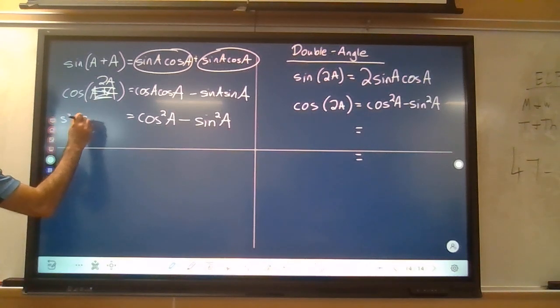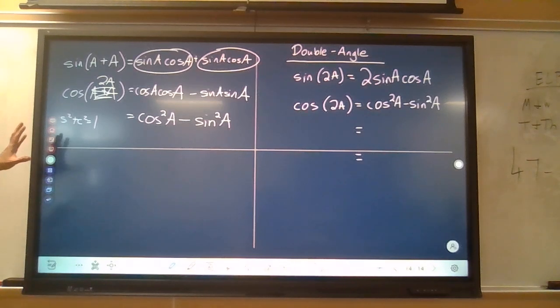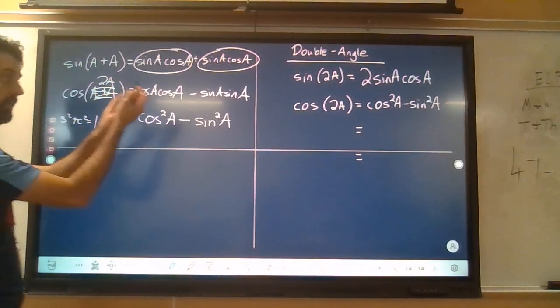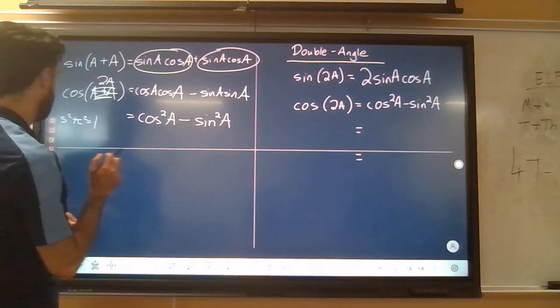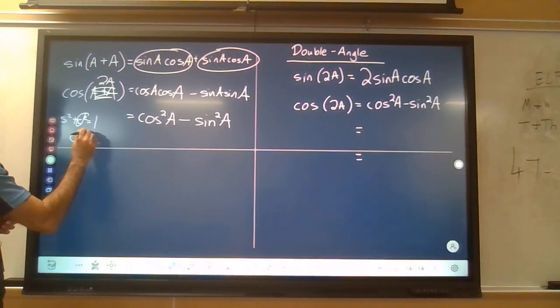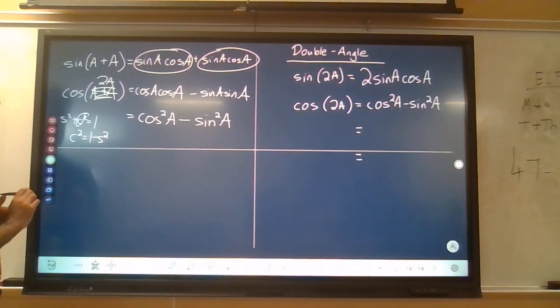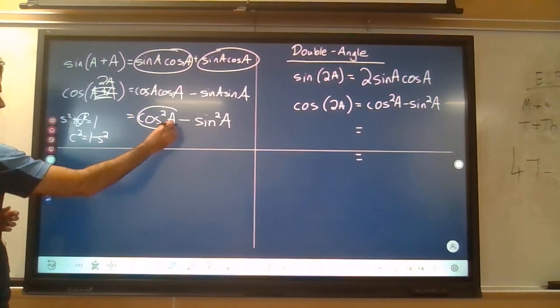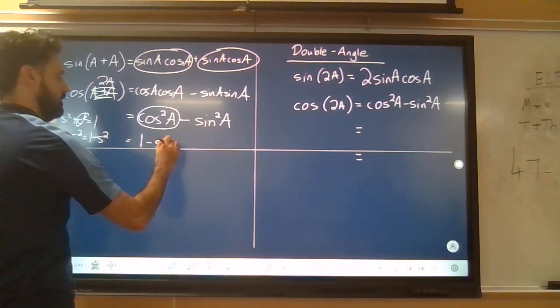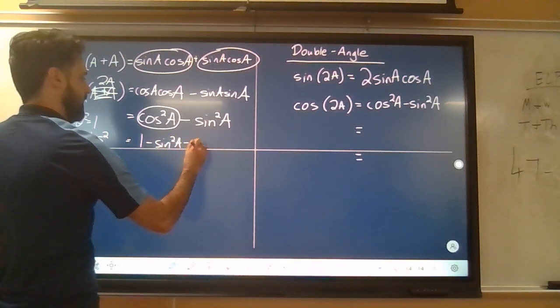Now, to get the other two, we have to use our Pythagorean identity, which said that sine squared plus cosine squared is equal to 1. And I would only do this while deriving formulas. I don't do this on actual problems, but I'm going to replace cosine squared with something and simplify. And then I'm going to replace sine squared with something and simplify that. So what can I replace cosine squared with? Well, I can make cosine squared equals 1 minus sine squared. So I'm going to replace cosine squared with 1 minus sine squared and see what happens. So 1 minus sine squared of A minus sine squared of A.